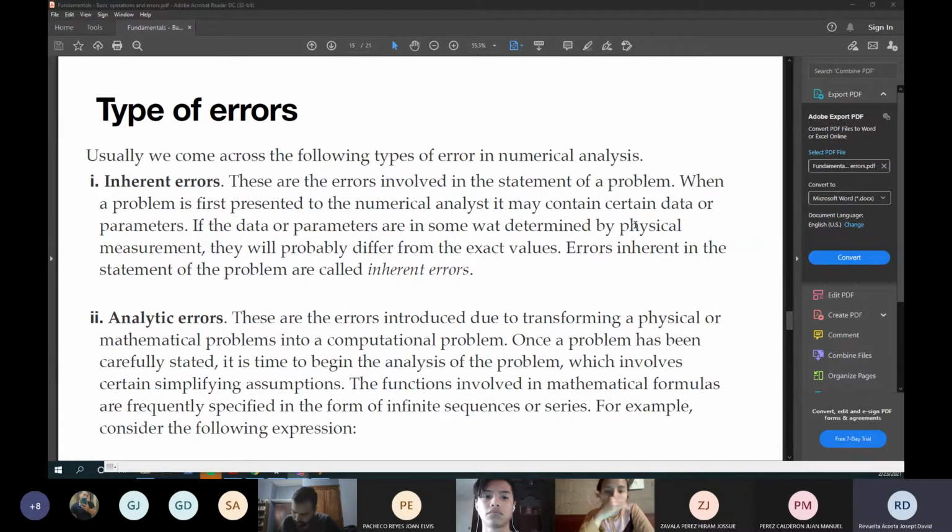Once a problem has been carefully stated, it is time to begin the analysis of the problem, which involves certain simplifications or assumptions, okay? The functions involved in mathematical formulas are frequently specified in the form of infinite sequences or series, okay? So this is another type of error.